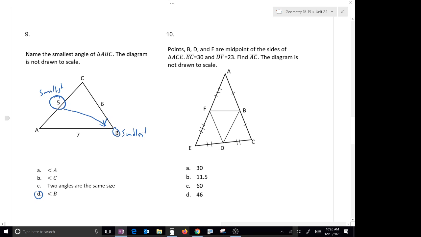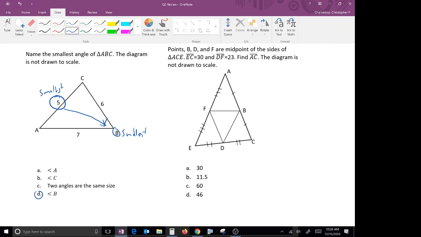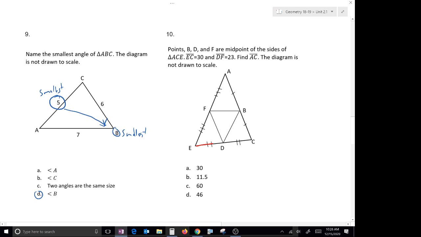Number 10. Points B, D, and F are midpoints. They give us EC. So EC here is 30. And then they give us DF is 23. And they asked us to find AC. Well, if we remember what our mid-segments are, the mid-segment is half of the corresponding length here. So this is going to be 46, and that's our correct answer.